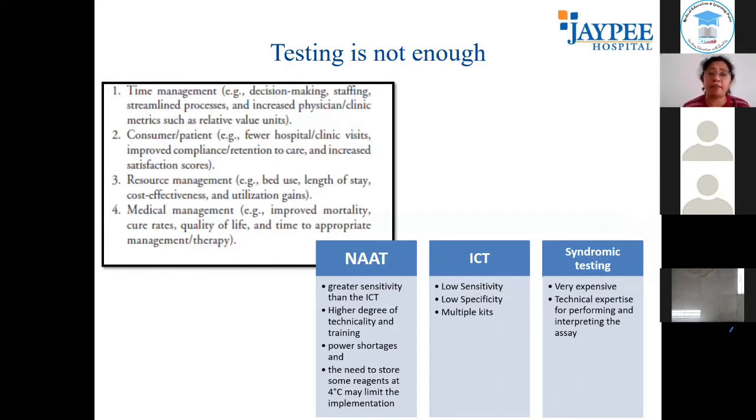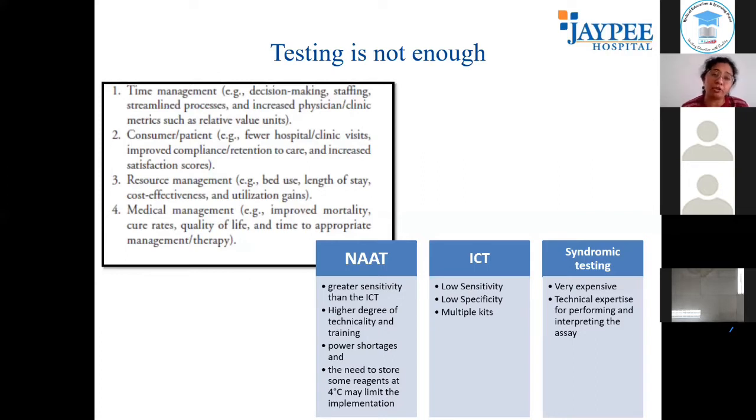You need to have time management so that you make good decision making, you streamline your staff, streamline your processes, increase your physician and clinic metrics as a relative value add, whether you have done any value to that or not. And obviously you take the consumer feedback, whether you're able to retain the consumer, you are getting a better satisfaction index. Resource management, you need to have better bed use. As I said, if you triage, probably you do better use. If you give your diagnosis fast, probably reduce the length of stay and make it more cost effective, and utilization of the beds is better.